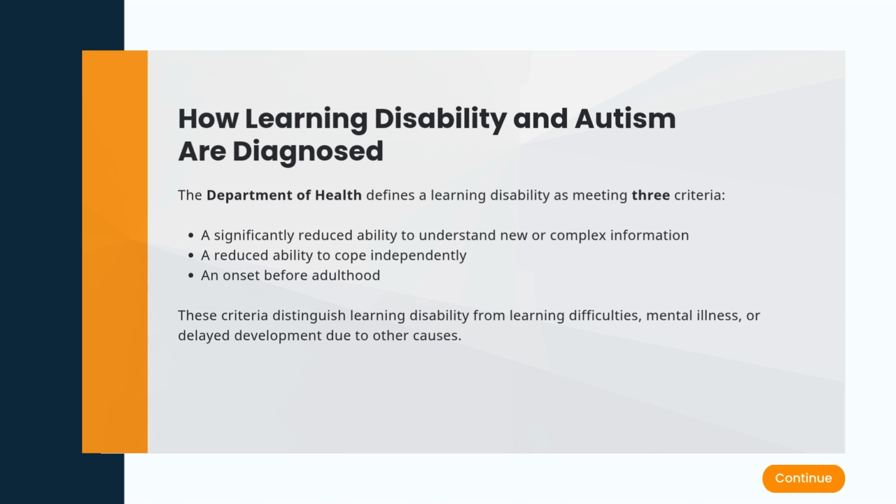The Department of Health defines a learning disability as meeting 3 criteria: a significantly reduced ability to understand new or complex information, a reduced ability to cope independently, and an onset before adulthood. These criteria distinguish learning disability from learning difficulties, mental illness, or delayed development due to other causes.